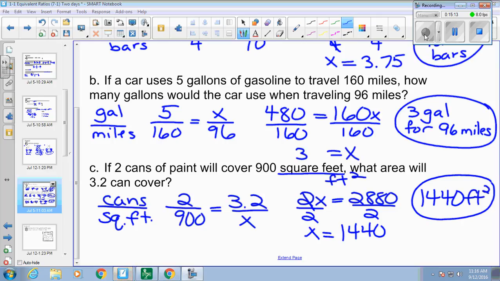It makes sense that if 2 cans are going to cover 900, if I have three and a little bit cans, I obviously have more paint, so I should be able to cover more square footage, so my answer should be larger. Okay?